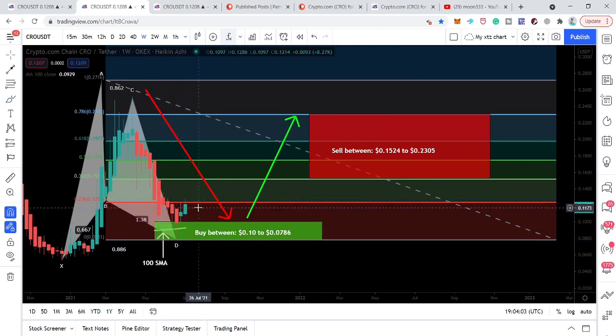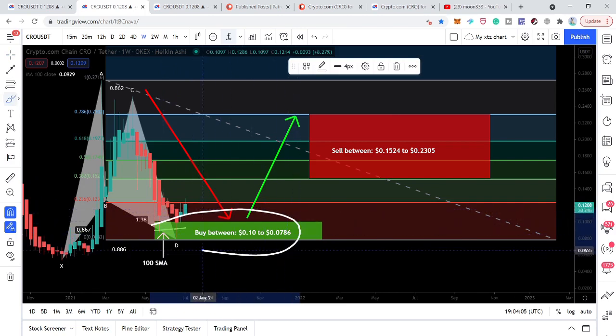Now, if you wish to buy it within this buying zone, then we should wait for Bitcoin to retest the $30,000 level. Then the price action may move down again and enter this buying zone, and we will have another chance to catch it from this dip.